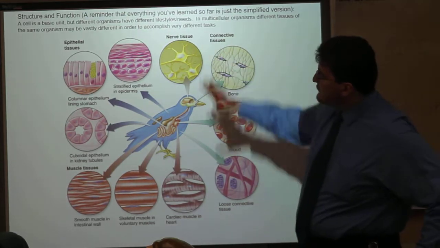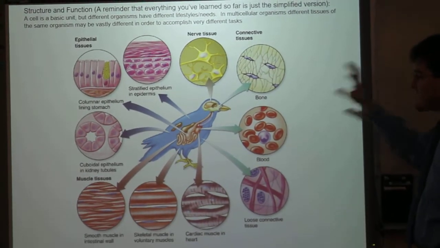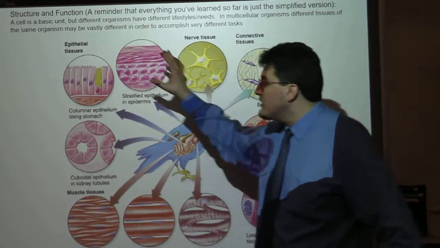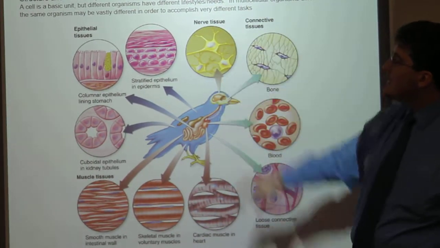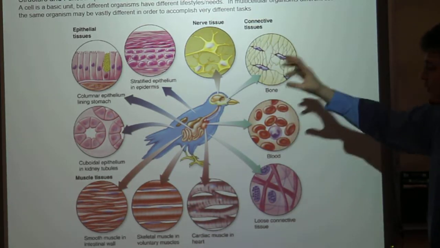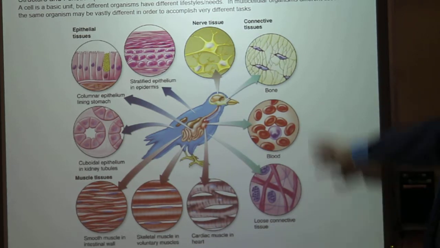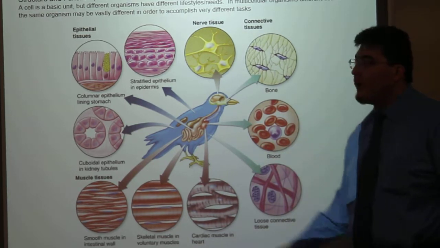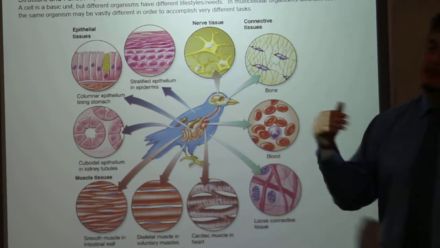So, real cells have different shapes. They come in all shapes, all sizes, all functions. They all have different jobs. You've got columnar epithelial cells that line your stomach. You've got cuboidal epithelial cells in your kidney tubules. You've got smooth muscle, striated muscle, cardiac muscle. You've got connective tissue. You've got blood. You've got bone. You've got all these different tissue types, and each tissue type has a different function.